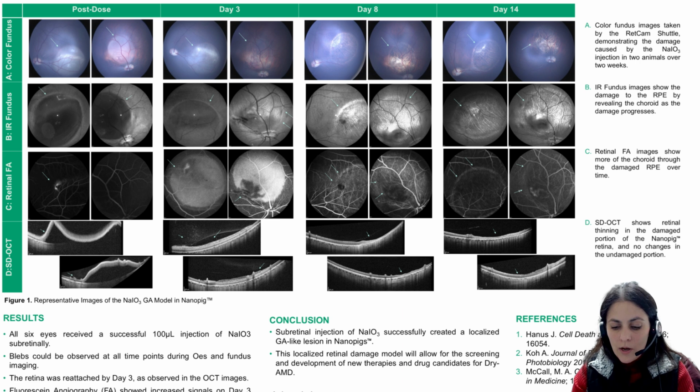So the retina was reattached by day 3, as observed in OCT images, and we could see some likely inflammatory cells in the vitreous as well in the OCT.